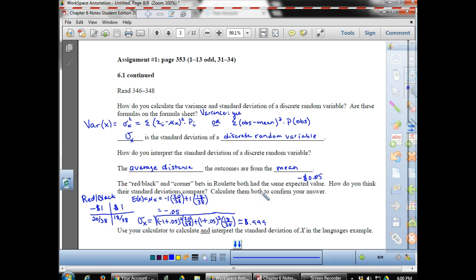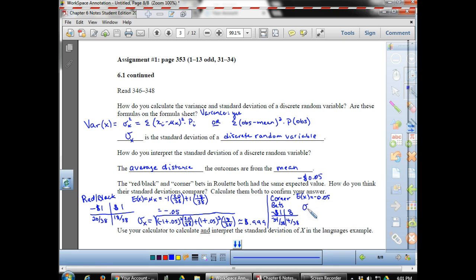Okay, so what I want to do now is show you the corner bets, and it has a different distribution, so let's kind of do that. So the corner bets are going to have a distribution where you lose $1, and that happens 34 out of 38 times. And the other outcome is you win $8 because remember you win your dollar back plus you gain 8 more, and that happens 4 out of 38 times. And then I'm just going to remind you the expected value that we found was negative 0.05.